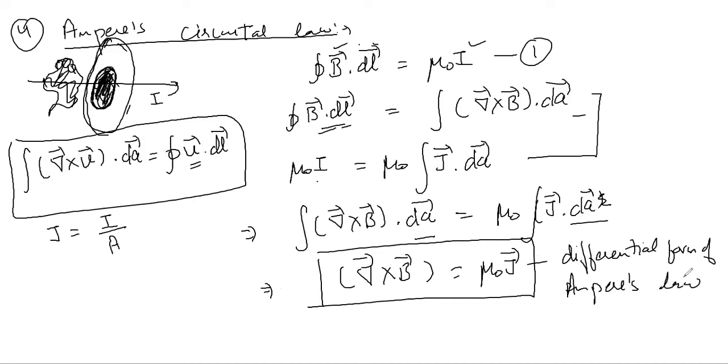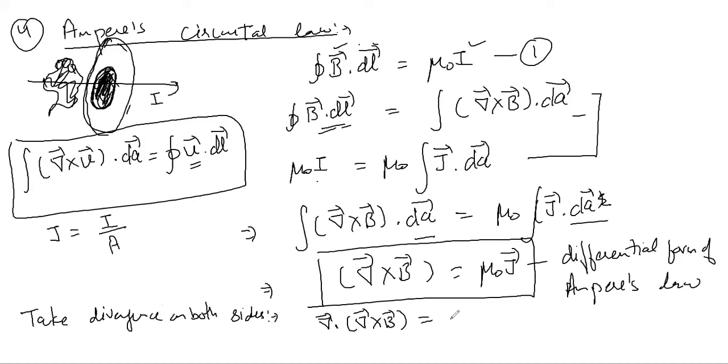ये आपके एम्पियर सर्किटल लॉ की डिफरेंशियल फॉर्म है. Now as we did in the third case, जहां पे हमने दोनों तरफ डाइवर्जेंस लिया था, if we do the same thing here, if I say that take divergences on both sides, you will have del dot del cross B equal to mu naught constant, you can take it out, del dot J.